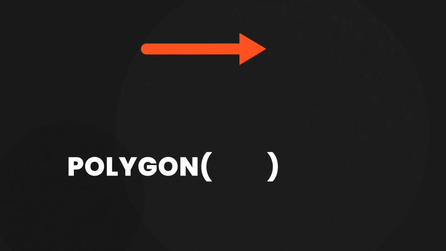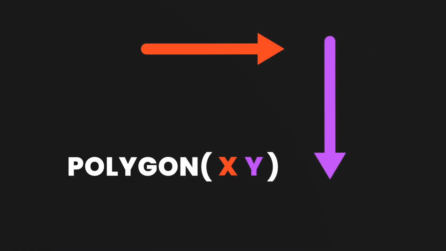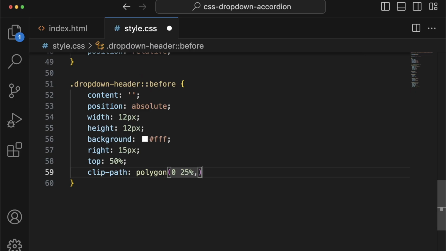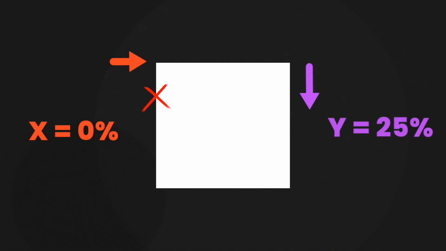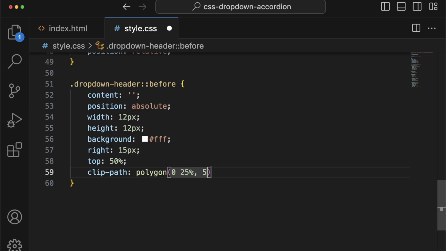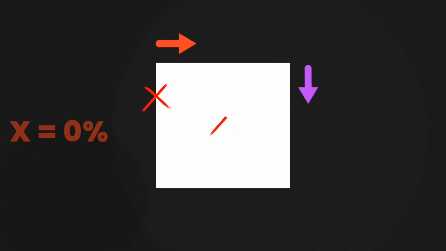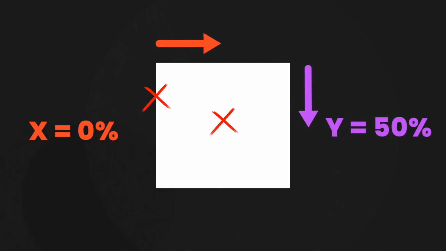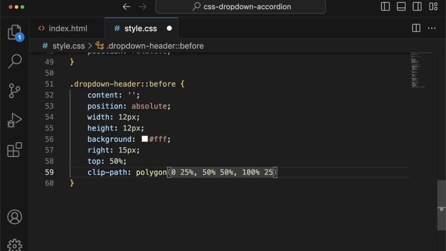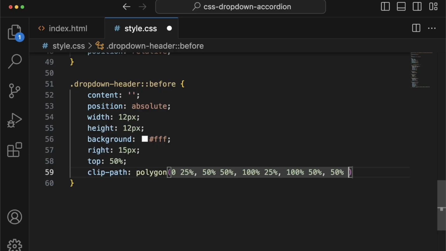The first number is always the x coordinate starting from the left, the second the y coordinate starting from the top. The first point is at 0, 25%, meaning it's completely left and 25% down from the top. The second point is at 50%, 50%, meaning it's 50% to the right and 50% down from the top. Continue with the next points. 100%, 25%, 100%, 50%, 50%, 75%, and 0%, 50%.